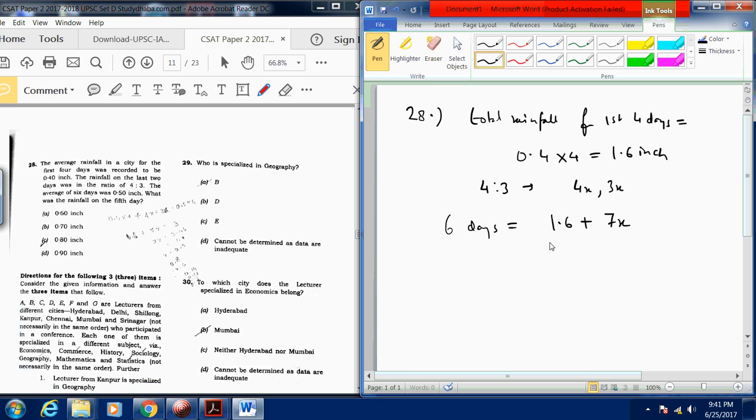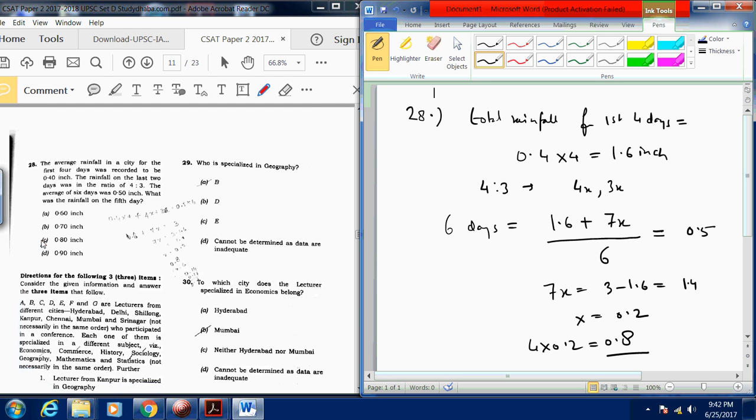And the average rainfall will be divided by 6, and that is given as 0.5 inch. So 7x is equal to 3 minus 1.6, that is 1.4. x is equal to 0.2. So what was the rainfall on the 5th day? On the 5th day it was 4x. So 4 into 0.2 is 0.8, and that is your answer. 0.8 inch.